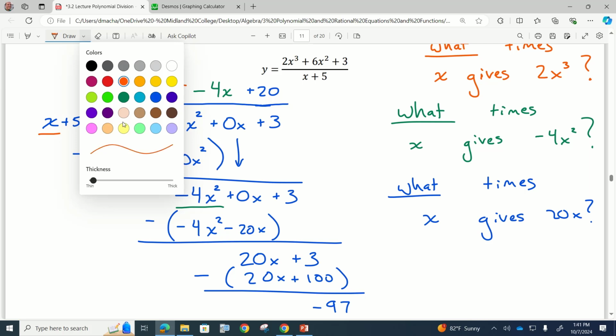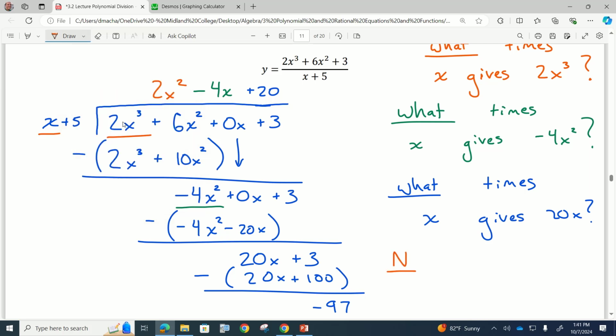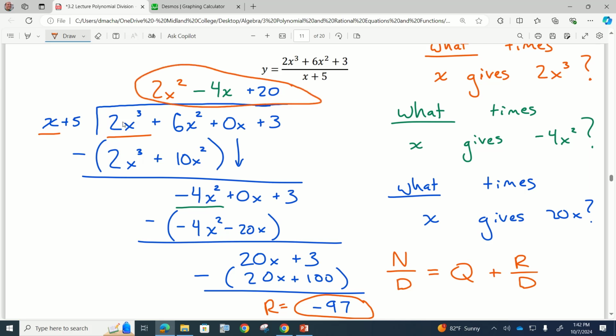Just like before with long division, the goal is that I have some numerator divided by some denominator, and I'm going to rewrite this as a quotient plus a remainder divided by that same denominator. Only I want this to be a mixed form. So I want q to be a polynomial, and I want r divided by d to be a proper rational function. So this is my remainder. This up here is my quotient polynomial.